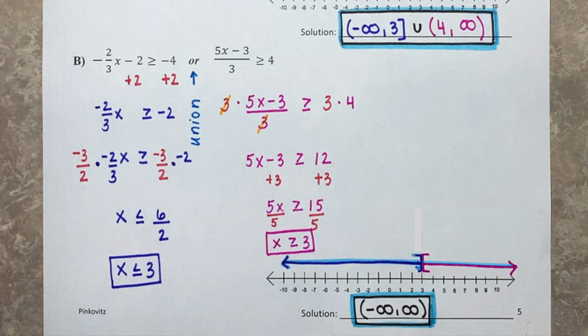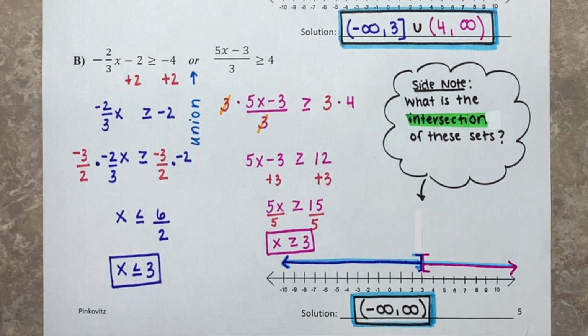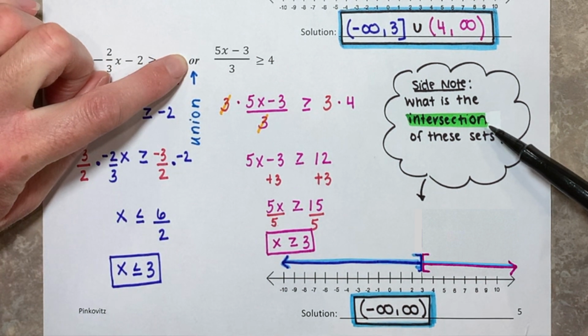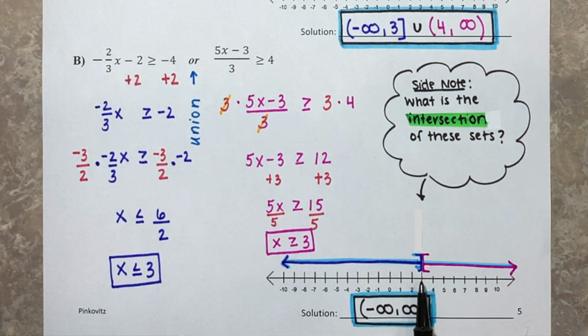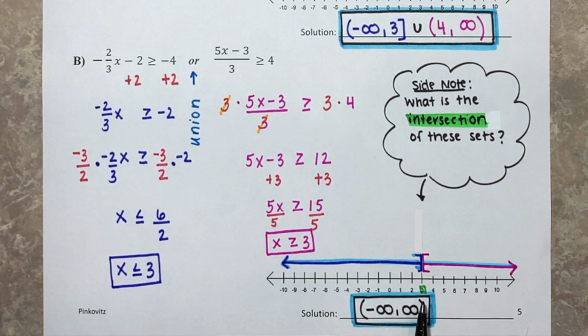Now for this problem, we saw the word or, so we needed to find the union of these two sets. But as a side note, what if we had seen the word and here? In other words, what if we were supposed to find the intersection of these two sets? These two sets actually only intersect at one number. That number is 3.